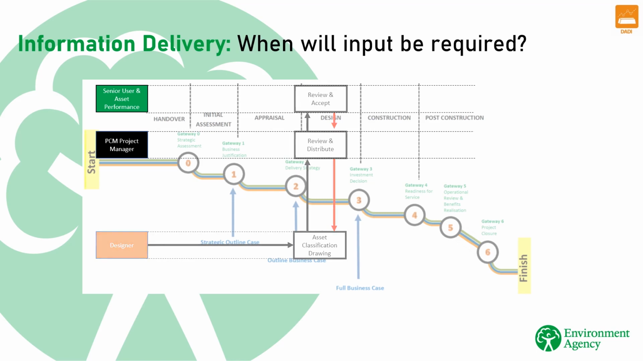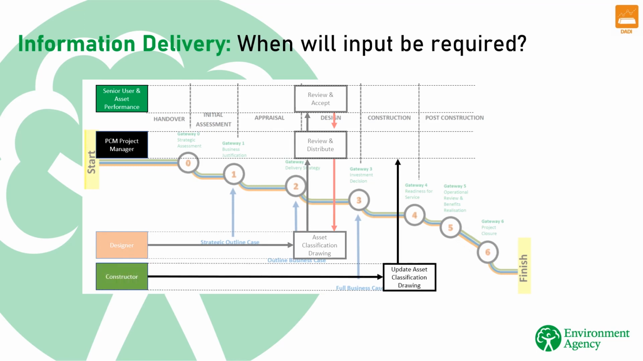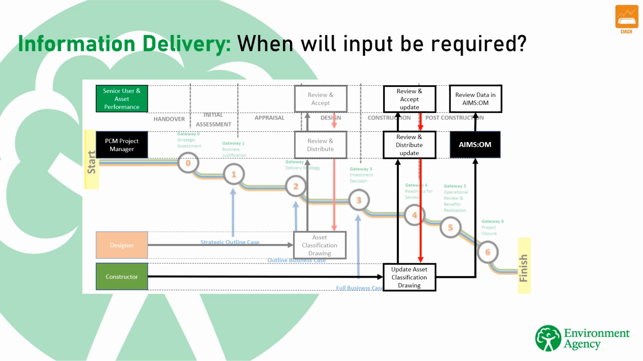The same process occurs during construction, with the lead contractor responsible for producing the Supplier Asset Classification drawings to reflect any changes made during the construction phase. At Gateway 5, data is directly transferred from the Supplier Asset Classification to AIMS O and M, so that senior users and asset performance teams are responsible for reviewing and accepting data, rather than collecting and inputting it.